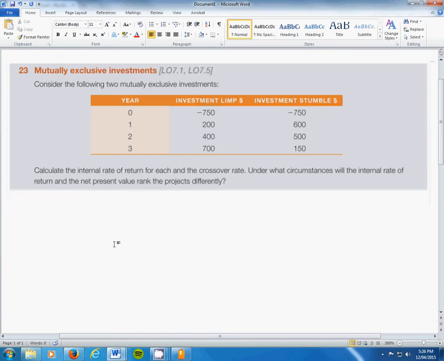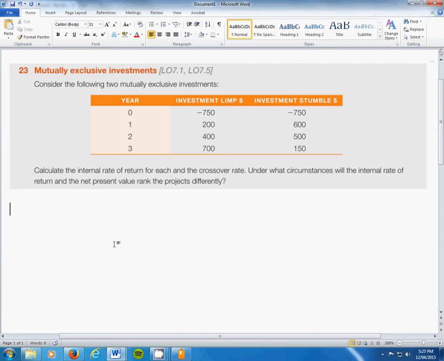Okay, so let's have a look at an internal rate of return problem, question 23 in the text in chapter 7. We've got a question here. There are two mutually exclusive investments. We're given 3 years of the investment life cycle, and we're given 4 cash flows, one of them being the upfront payment.